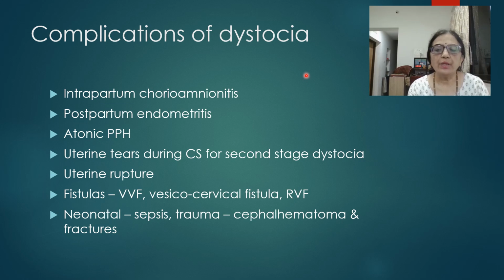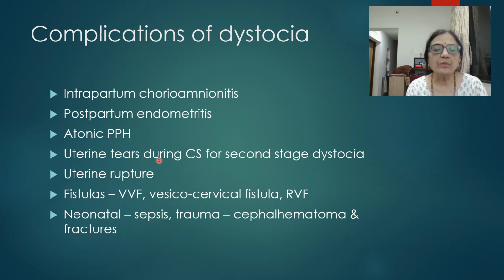Complications of dystocia. We are discussing so much about labor dystocia. So what are the complications if we don't diagnose it early and don't treat or manage it correctly? Intrapartum chorioamnionitis is a risk factor even for fetal morbidity or mortality. Postpartum endometritis or sepsis is a life-threatening complication which can occur. Atonic PPH is another life-threatening complication which can occur in any patient with prolonged first stage or second stage of labor.